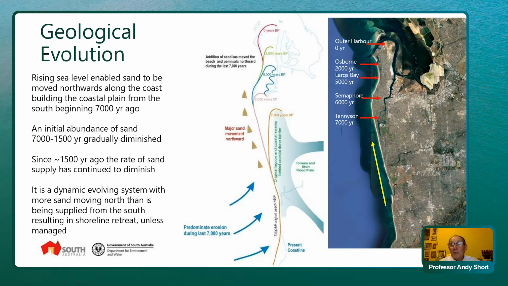Unfortunately, that sand that has been transported northwards, we are running out of a source to the south. It is a diminishing supply, but the rate at which it is being transported is maintained. In fact, it's increasing slightly. And so there's a deficiency of sand in that whole system.